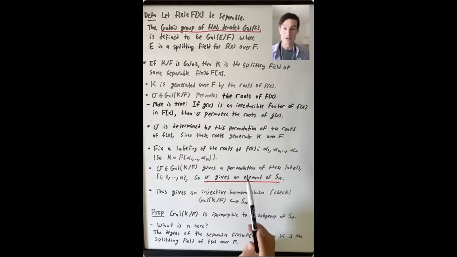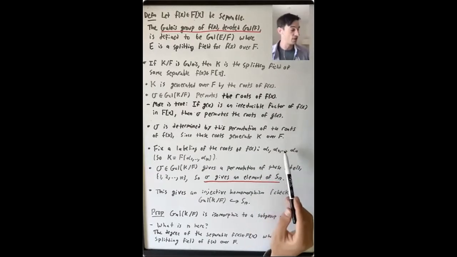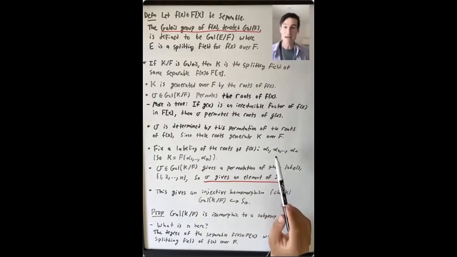Okay, so now what we're going to do is we're just going to fix a labeling of the roots of this polynomial f(x). Let's say alpha 1, alpha 2, up through alpha n. It doesn't matter what labeling we choose. We have these n roots, and we just list them in some order. We just make a choice, and then we stick with it.